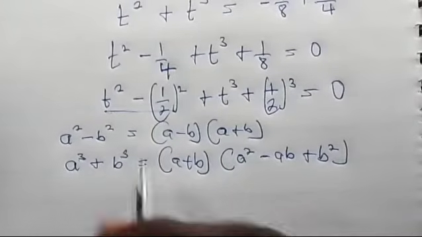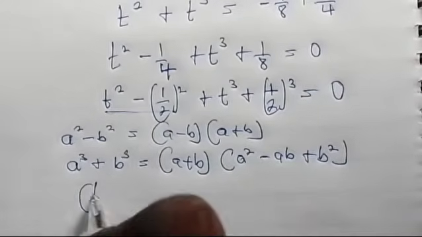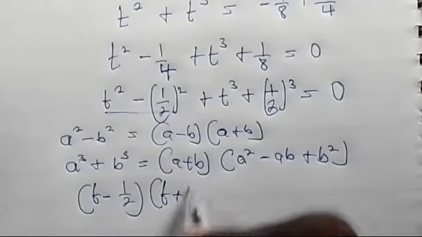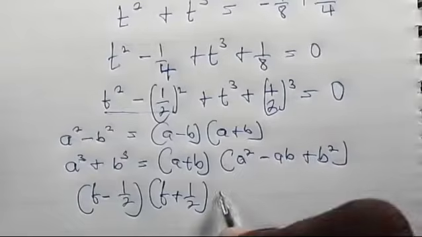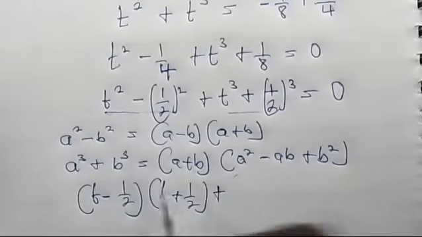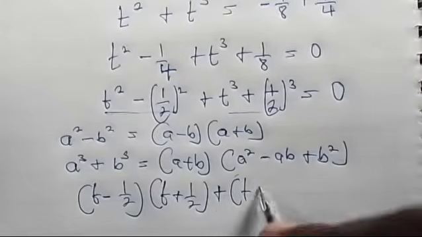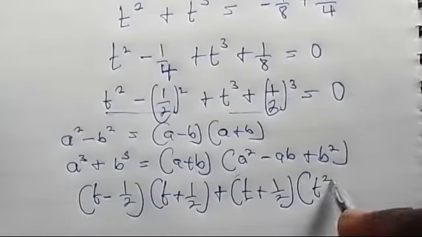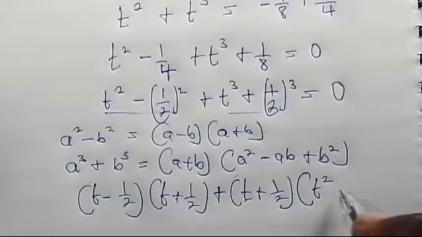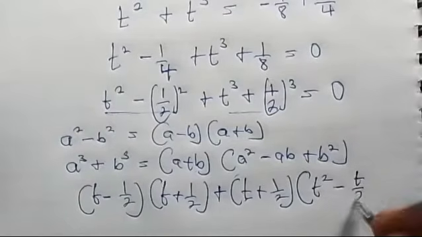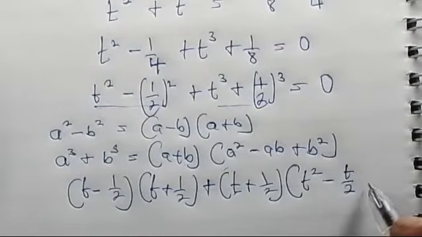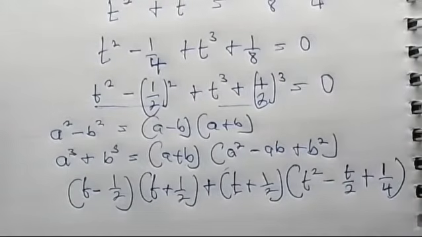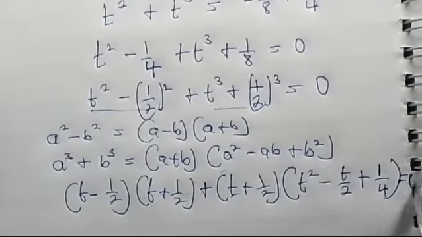Use the first property for this, which is difference of two squares. So you have t minus 1 over 2 into bracket multiplied by t plus 1 over 2. And for this, we are going to use the second property, which is t plus 1 over 2 into bracket t squared. Here we are going to have minus t over 2, right? And we have plus 1 over 4 into bracket. Everything here is equal to 0, don't forget.